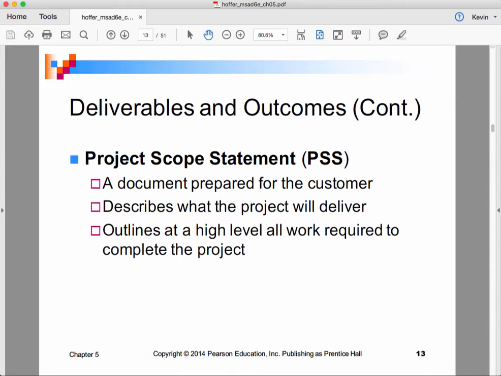Project scope statement, a project document prepared for the customer. It describes what the project will deliver. It outlines at a high level all work to be complete on the project. Okay, so a project scope statement is a waterfall project planning artifact. The equivalent in the Agile world would be a list of user stories organized into a backlog and prioritized.